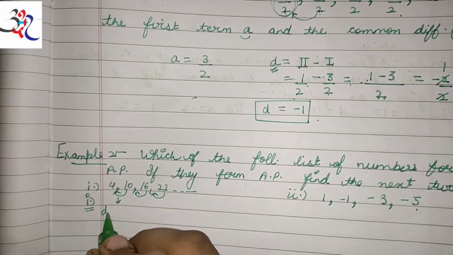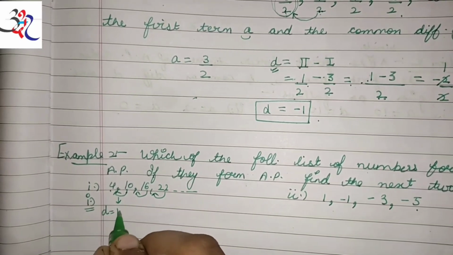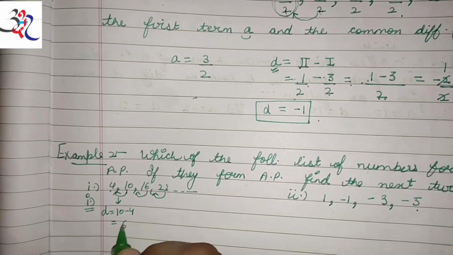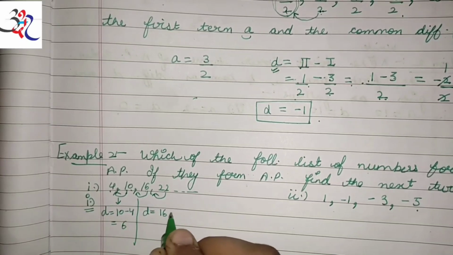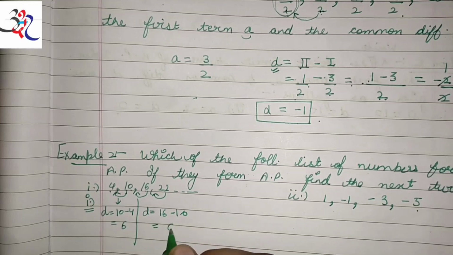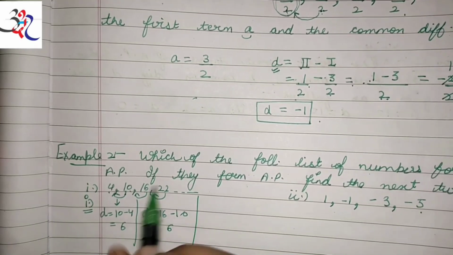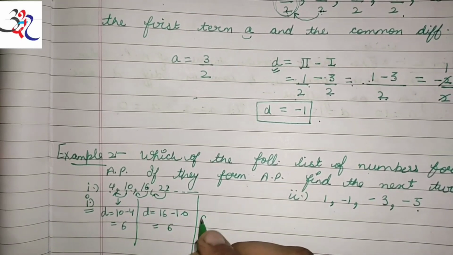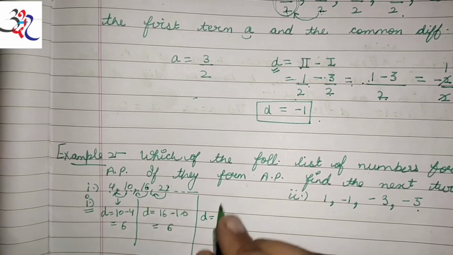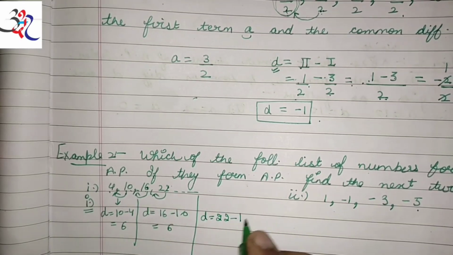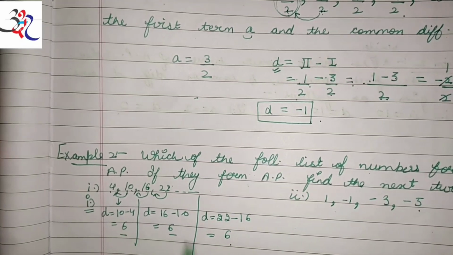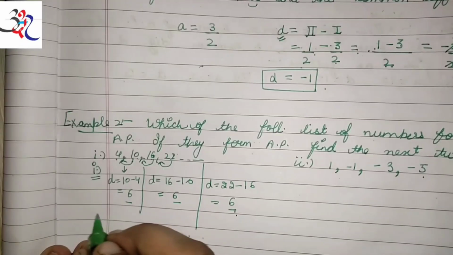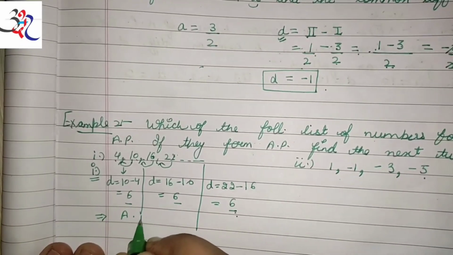So what will be the common difference between these? 10 minus 4, which is equal to 6, and the common difference between the next terms is 16 minus 10, which is also equal to 6, and the next terms are what? Next terms are 16 and 22. So it will be 22 minus 16, which is equal to 6. So the common difference is coming as 6. So that means this is forming an AP.